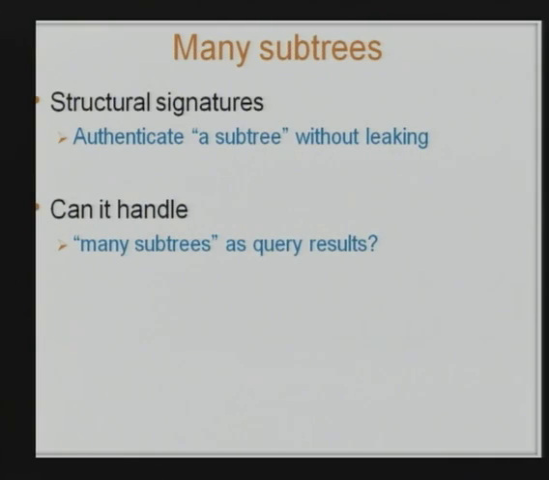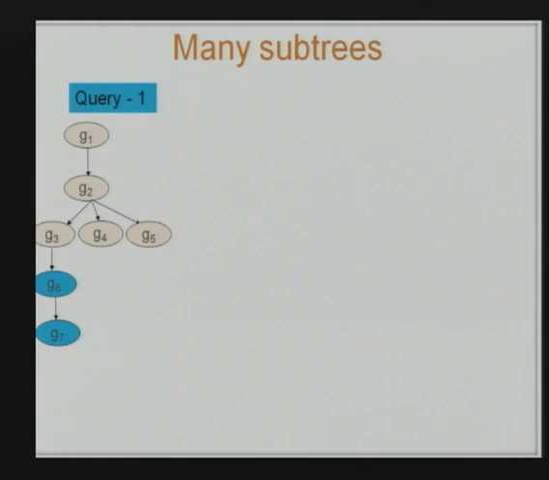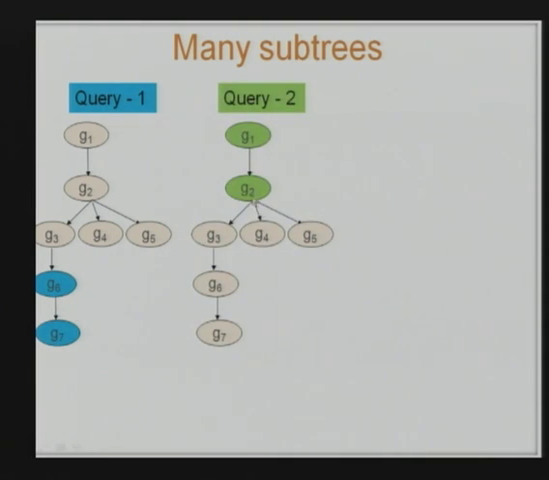Now let's go to the next point, many subtrees. Can this solution share many subtrees of a given tree without leaking information? Let's say query 1 results in some arbitrary subtree, G6, G7. Query 2 results in G1 and G2.